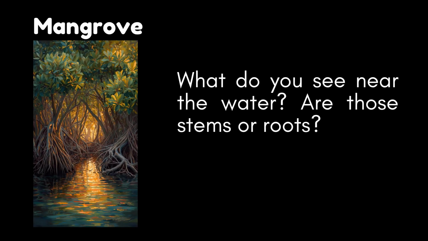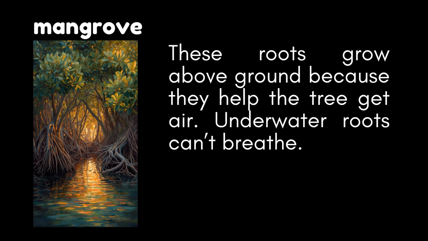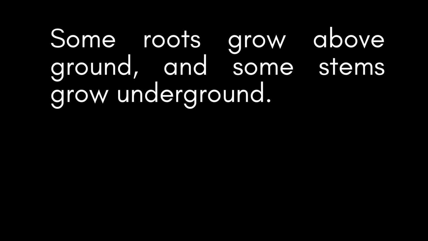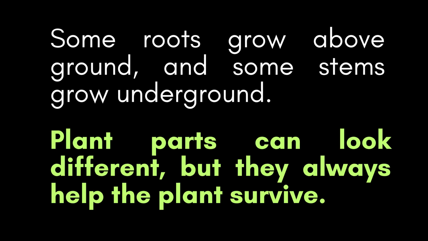Mangrove. What do you see near the water? Are those stems or roots? Roots. These roots grow above ground because they help the tree get air. Underwater, roots can't breathe. Some roots grow above ground and some stems grow underground. Plant parts can look different, but they always help the plant survive.